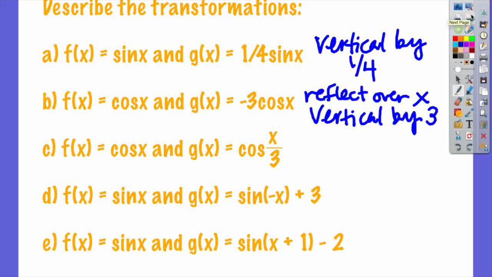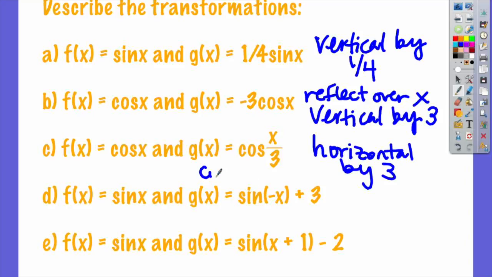What about C? Who's got C? Michael? Horizontal stretch. Very good. It is a horizontal stretch by 3. Remember, it's a reciprocal because x over 3 can be written as 1/3 times x. And since that number is on the inside, it is horizontal and it's the opposite.